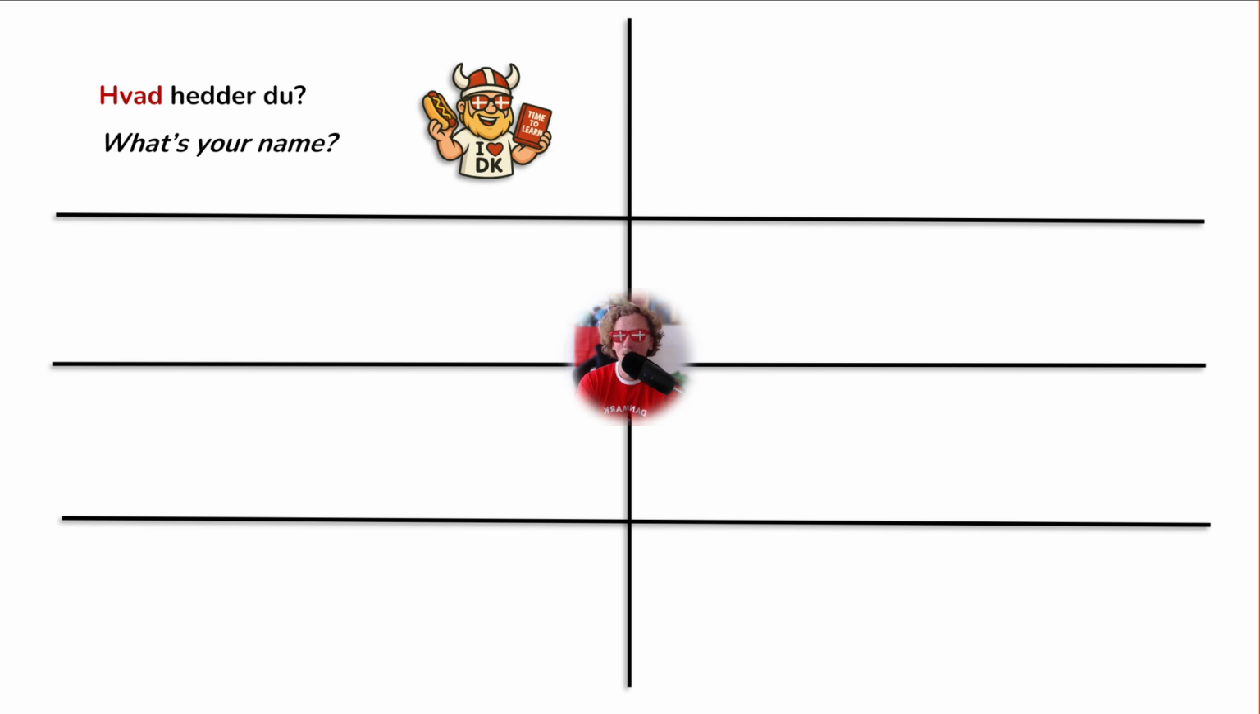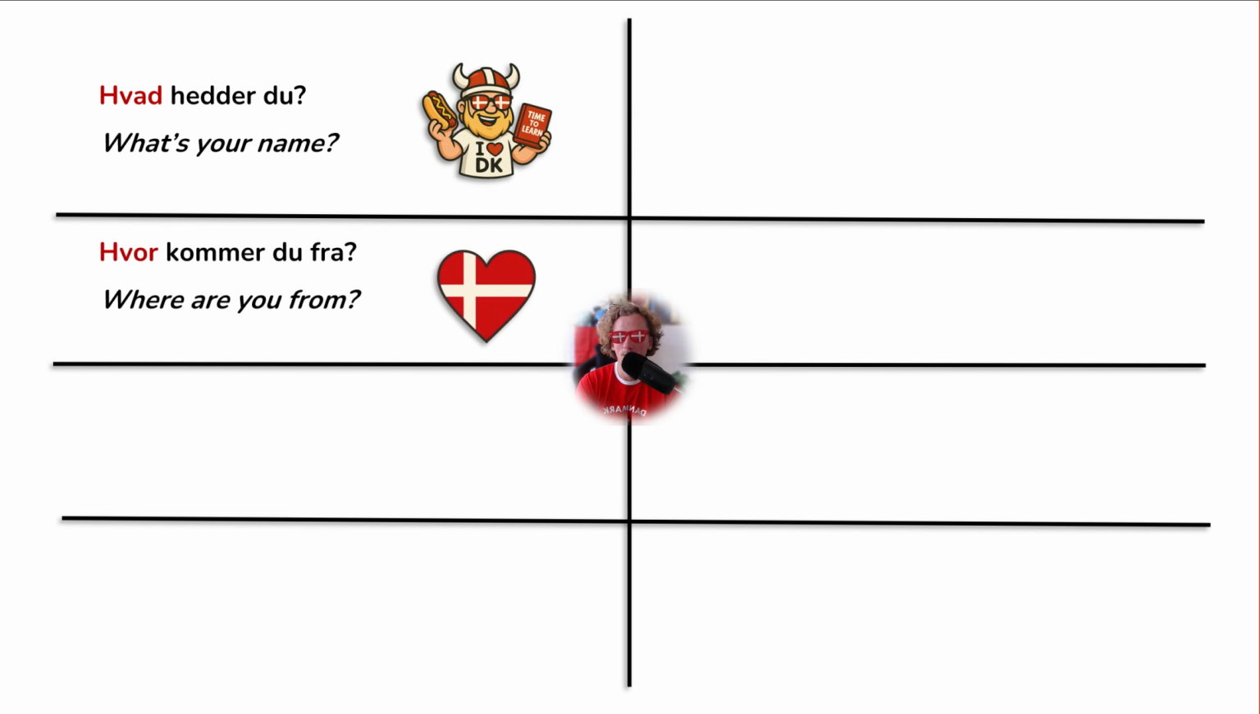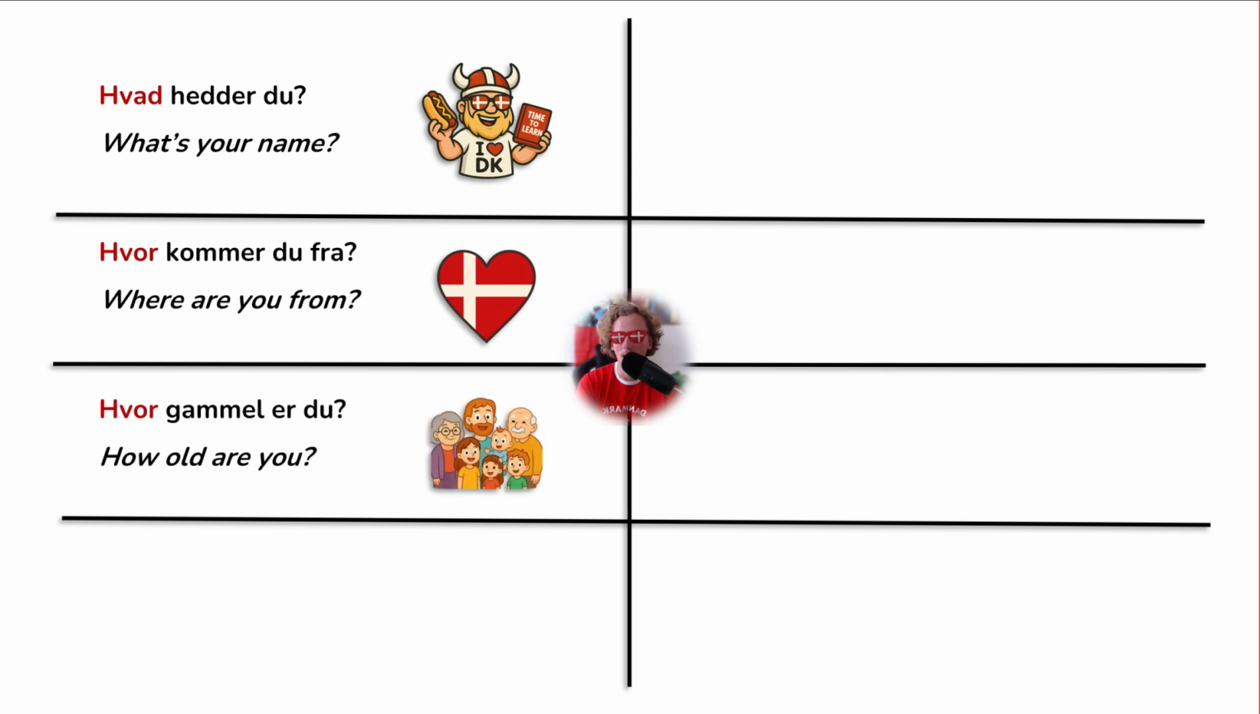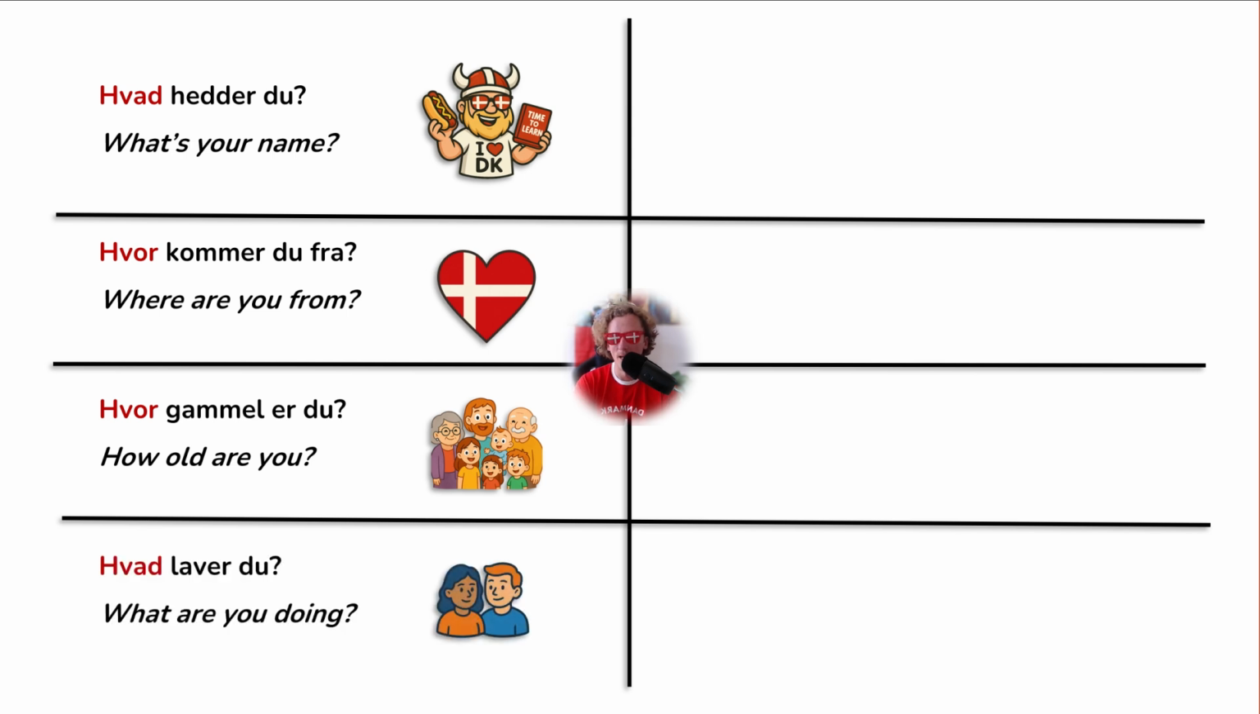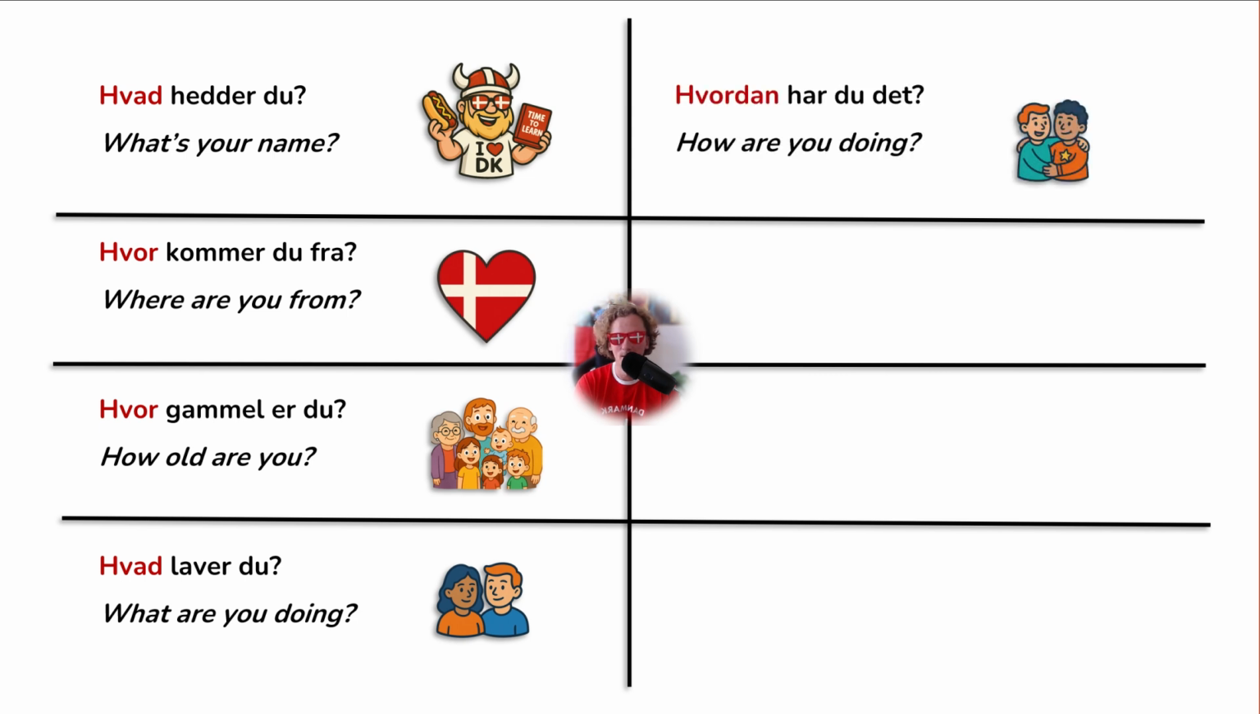Hvad hedder du? What's your name? Hvor kommer du fra? Where are you from? Hvor gammel er du? How old are you? Hvad laver du? What are you doing? Or what are you up to? Hvordan har du det? How are you doing?